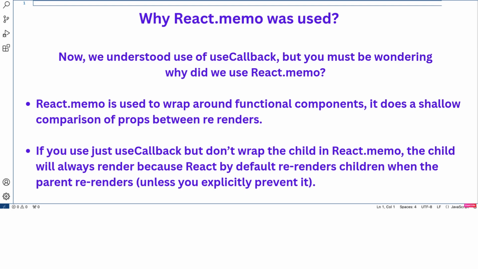Now, we understood the use of useCallback, but you must be wondering why we used React.memo. React.memo is used to wrap around functional components. It does a shallow comparison of props between re-renders. If you use just useCallback but don't wrap the child in React.memo, the child will always render because React by default re-renders children when the parent re-renders unless you explicitly prevent it.